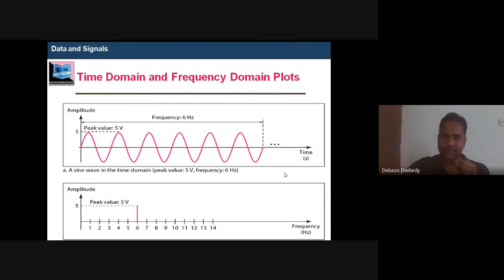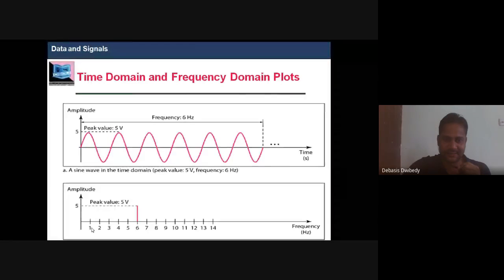Now in contrast, you look at this frequency domain plots. In this frequency domain plots, yahan pe rate of change or the complete signal ko represent nahi kiya ja raha hai, only we are representing the peak amplitude. So we are representing the frequency and the peak amplitude. This axis is representing the frequency. Y-axis is representing the amplitude, that is in terms of volt.